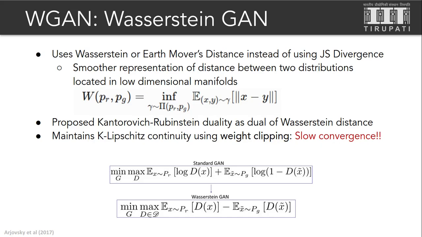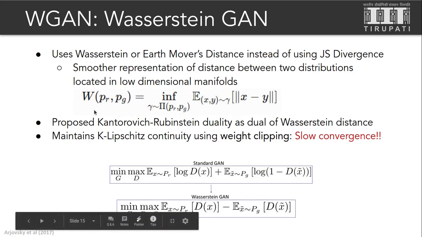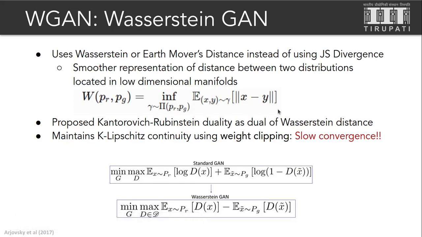So it uses Wasserstein's distance, or what we call the Earth-Mover distance, instead of the JS divergence that is used in the GANs. It provides a smoother representation of distance between the two distributions, and this is the definition for finding the Wasserstein distance. We will not go into much of the details of this, but Wasserstein distance takes two probability mass functions and computes the optimal mass that needs to be transported to make both distributions similar.